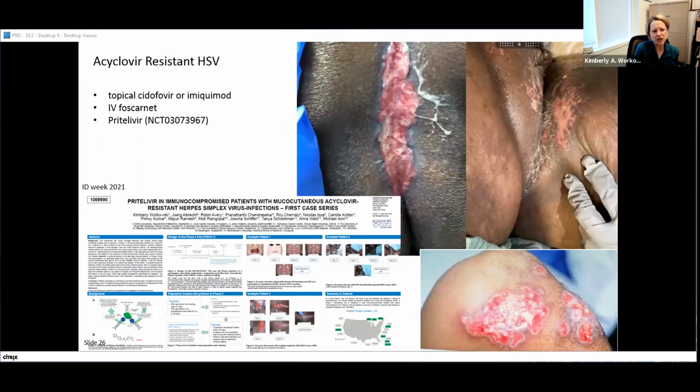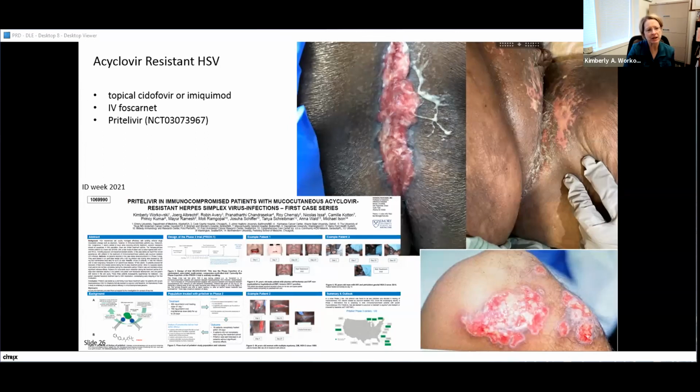And to bring your attention to what we really have to treat these infections: we can compound cidofovir and make a topical ointment. We can use imiquimod on small areas, but you have to be really careful, especially in areas that are really big, because these types of agents can cause burning and ulcerations if applied outside the area of the ulcer. We've got IV foscarnet, and I also wanted to make you aware of a new drug, pritelivir, which is under investigation.